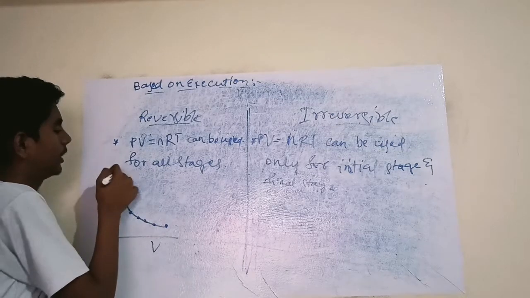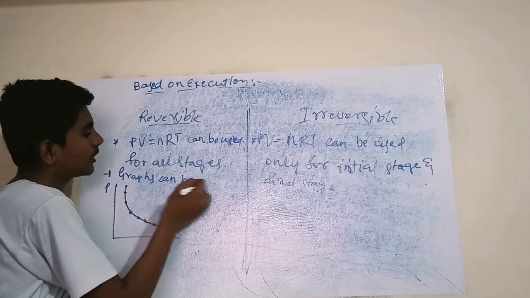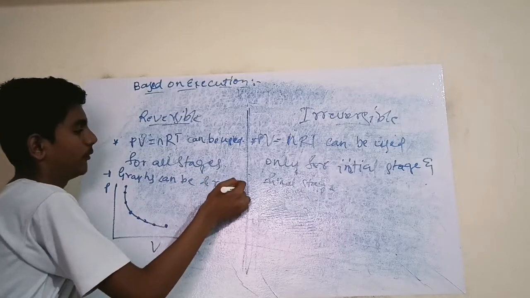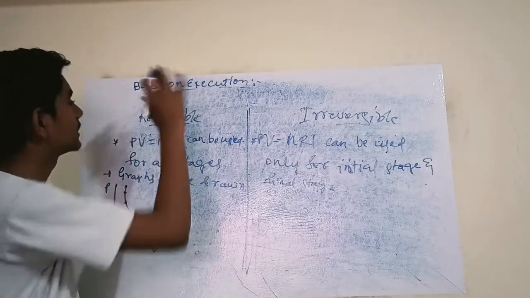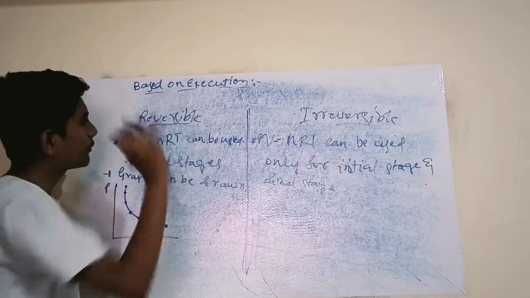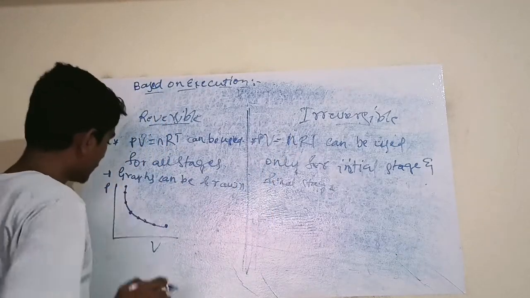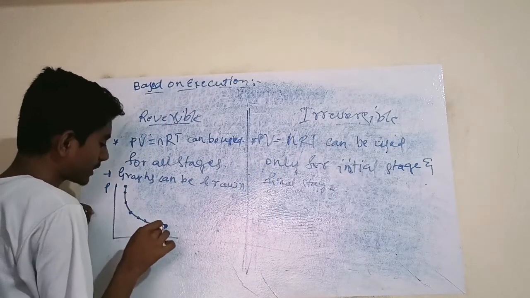Means all graphs can be drawn for reversible processes. For a reversible process, all the intermediate stages you can note down. So all graphs can be drawn for reversible processes. For an irreversible process, if you take, then you know only the initial state and final state.